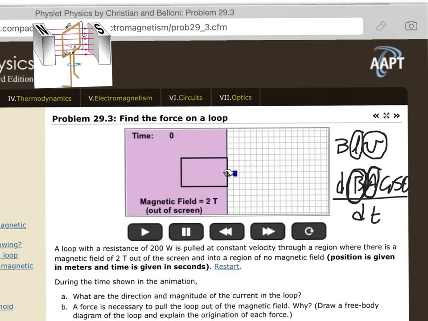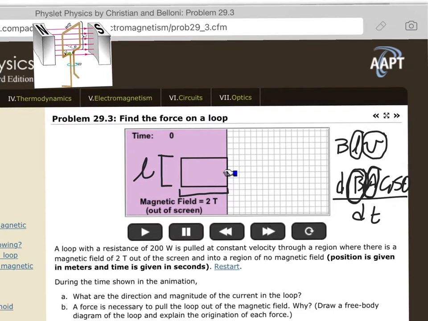So it's going to move the length, the width. We're calling this the width, and we're calling this the length. It's going to move the width of the loop over the time period shown, and that will give you the velocity. So you want to do those measurements carefully.